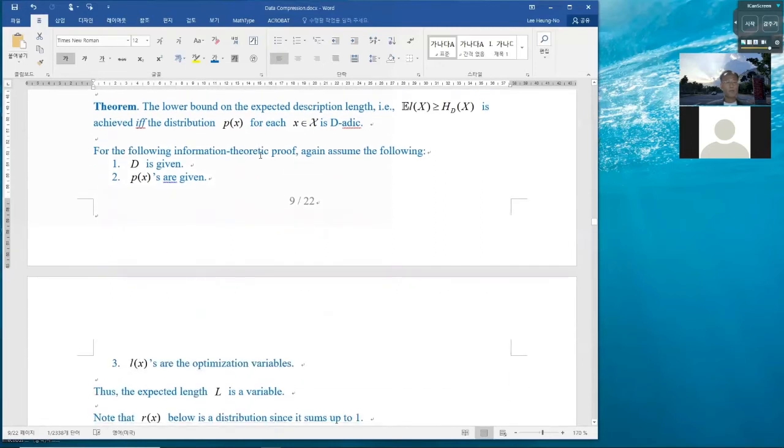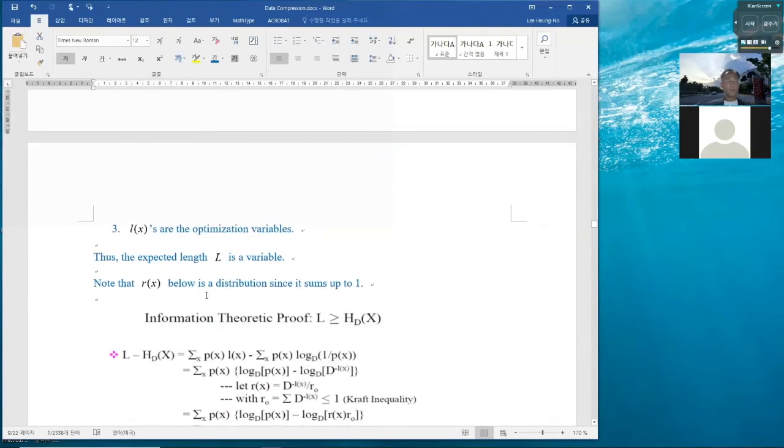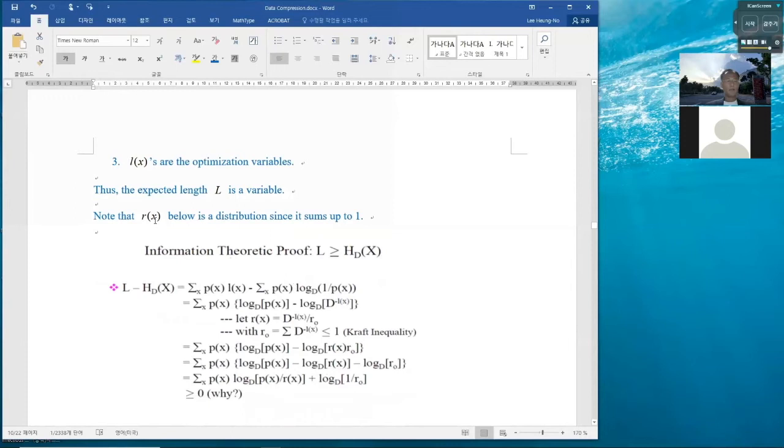So the following is an information theoretic proof I'm going to show you. You can remind yourself of the following. D and px are given to you as numbers, so they are fixed. And then what you want to find is Lx, the description length for each x. So that's the problem given to you to consider. Since Lx in this case is the optimization variable, the expected length L is a variable. Note in this slide that Rx is a distribution since it sums up to 1.